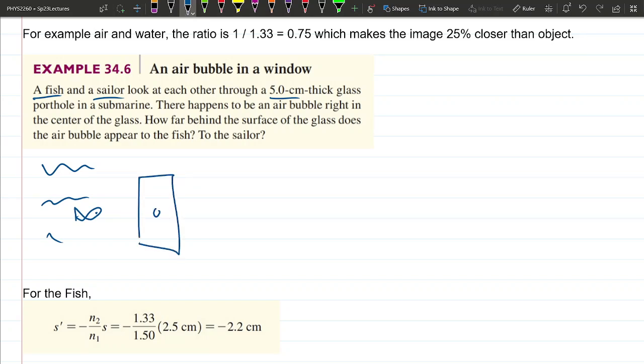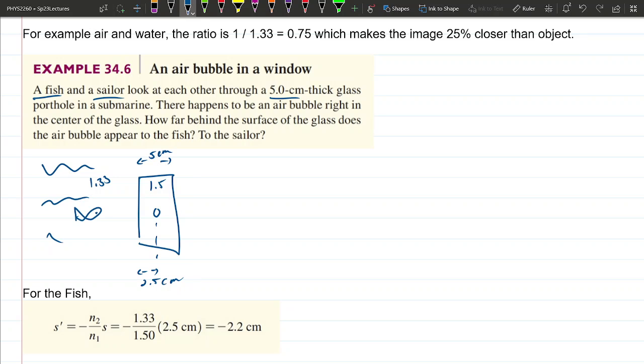And there's an air bubble right in the middle of that piece of glass, okay? So that means the thickness of the glass is 5 centimeters, right? That means the air bubble is actually located 2.5 centimeters inside the glass, okay? The index of refraction of glass, we're going to use 1.5. Index of refraction of water is 1.33, okay?